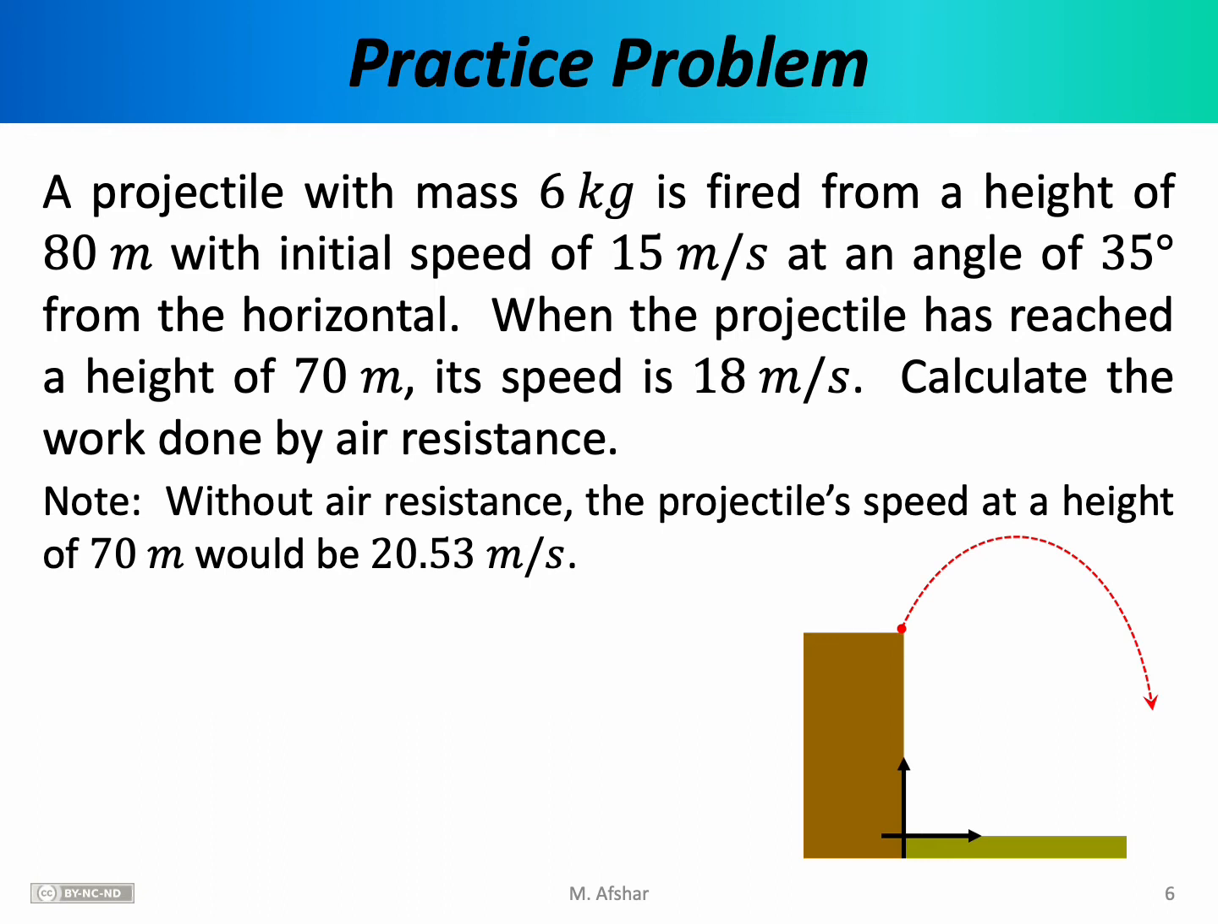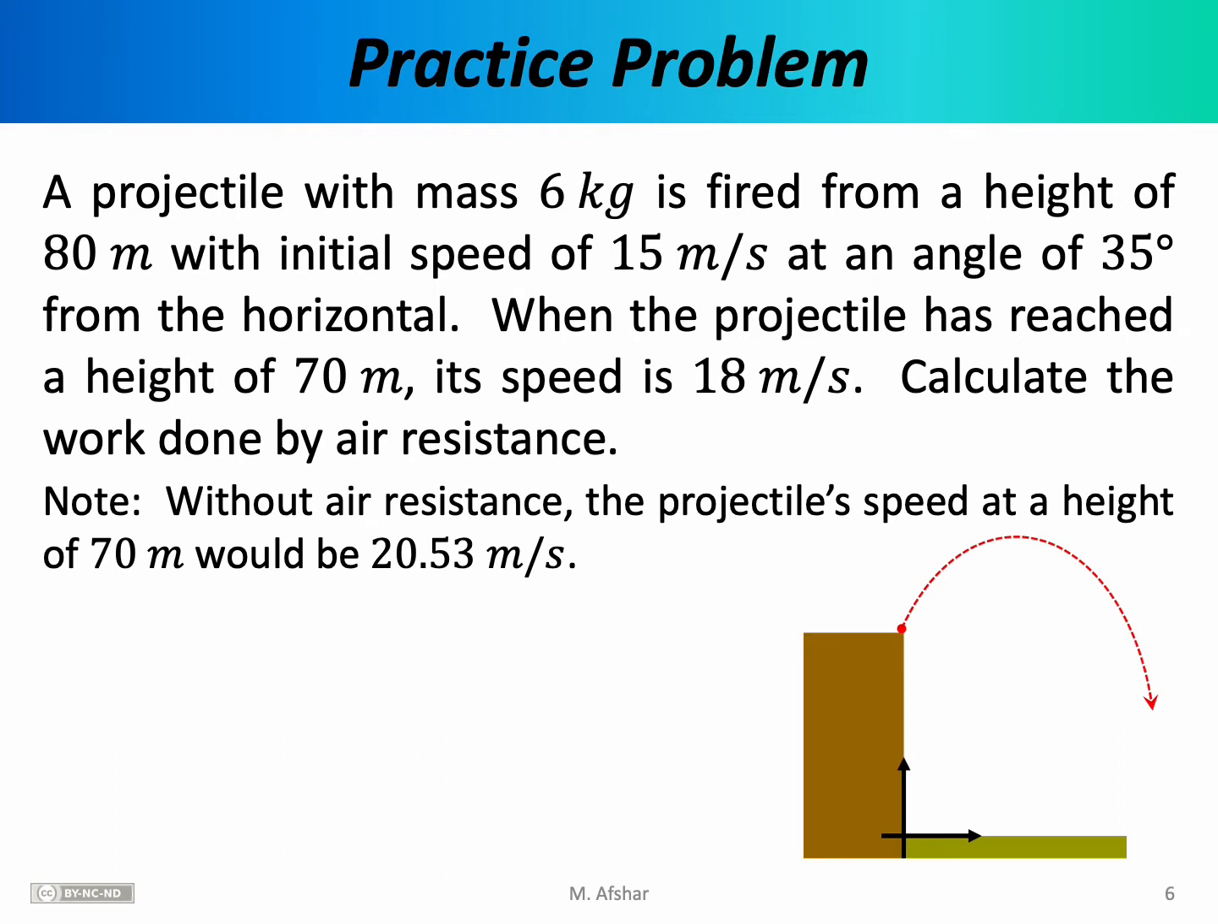When the projectile has reached a height of 70 meters, its speed is 18 meters per second. Calculate the work done by air resistance. Notice here we're definitely not ignoring air resistance. We're going to assume that air resistance is present, and here we want to figure out what its effect is.